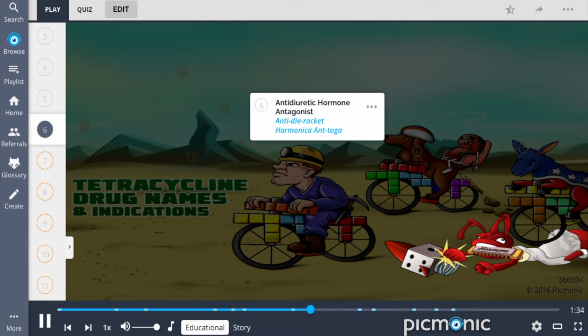an antidiuretic hormone, or ADH, antagonist, depicted here as the anti-di-rocket harmonica ant toga. You'll notice that this ant attacking the di-rocket while playing a harmonica is being run over by the Democratic donkey cycling, so it's easy to associate demeclocycline with being an ADH antagonist.